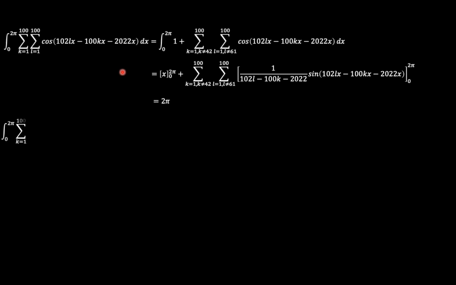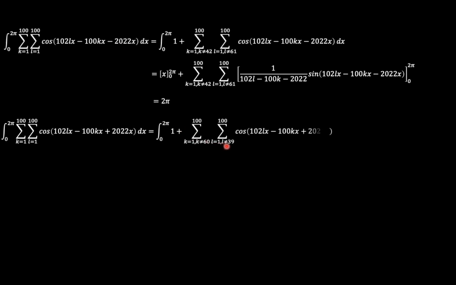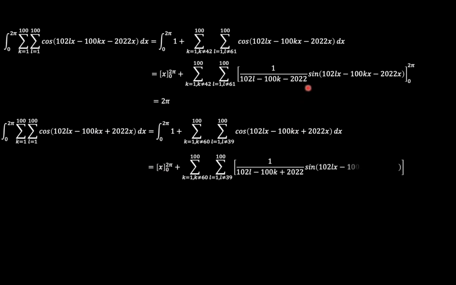And then the second integral, again, we have cosine of 102lx minus 100kx plus 2022x. When k is equal to 60 and l is equal to 39, whatever is inside the bracket becomes 0. So we eliminate that, and we explicitly state that as being 1 plus the summand of the values that don't result in 0. Now that results into this integral, and the same thing applies as we saw previously. So 1 over 102l minus 100k plus 2022 times sine of 102lx minus 100kx plus 2022x. Again, integer multiple of pi, sine of that number is 0, and sine of 0 is 0. So we're left with 2 pi as the residue there.